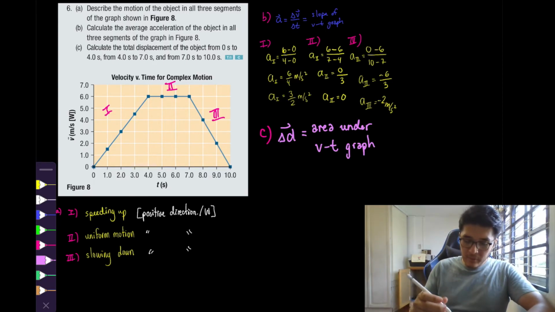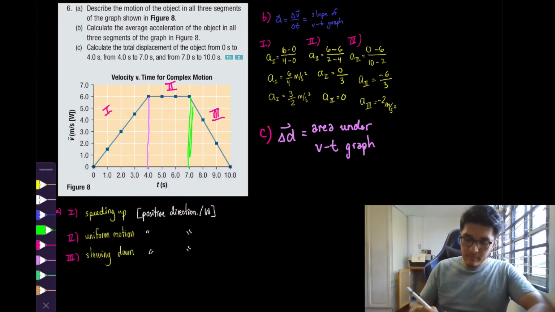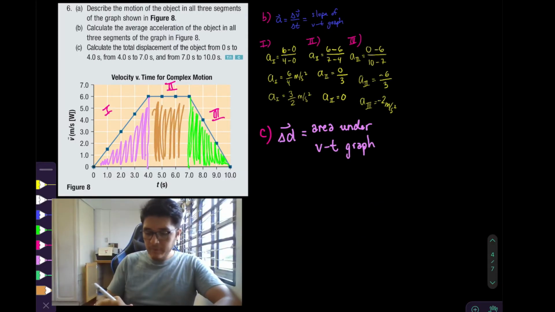So let's try to get color coordinated, so that way it's going to be easier for us. So we have the green section, which is between 7 and 10 seconds. The pink section between 0 and 4. And let's make it brown, between 4 and 7. So we have to calculate the area in each of the three sections, which is just going to give us the displacement. So let's do these calculations. And once again, we're going to do it for part I, double I, and triple I.